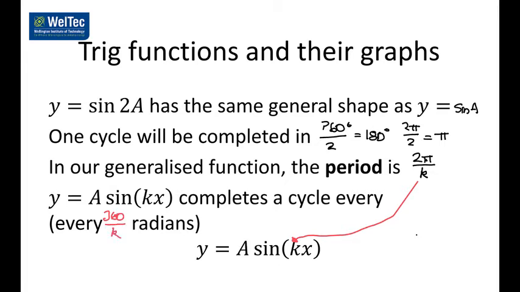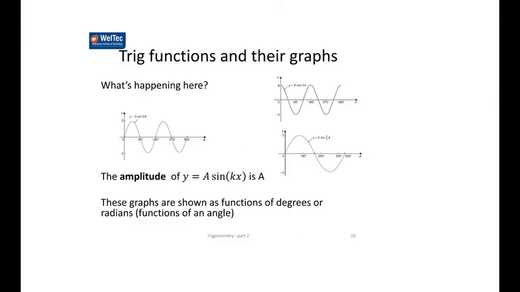Actually, that's not right. It completes a cycle every 360 over k degrees, or every 2 pi over k radians. Another way of thinking of that is that it completes k cycles every 360. So sine 2a completes 2 cycles every 360 degrees.